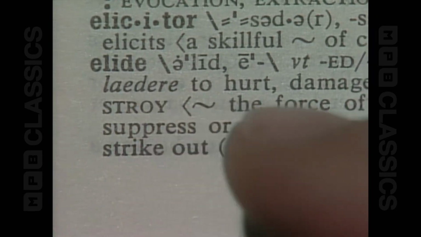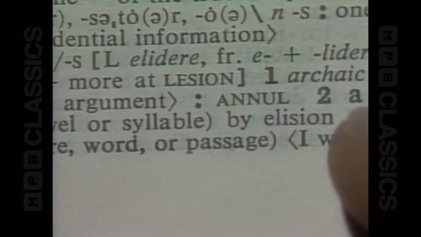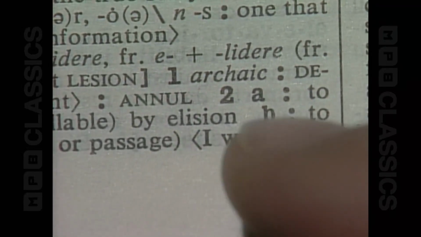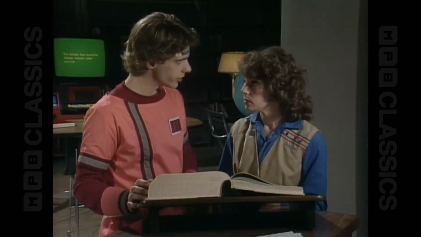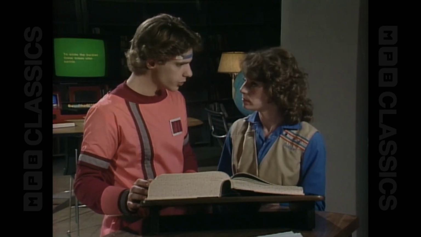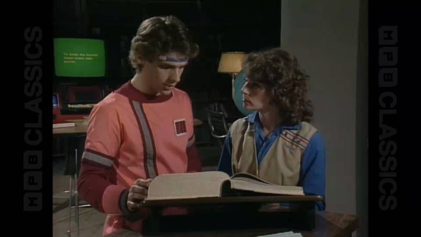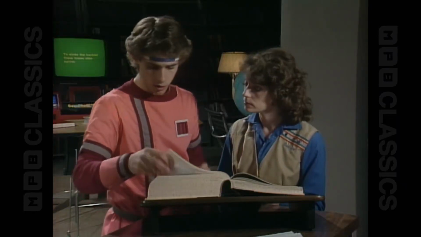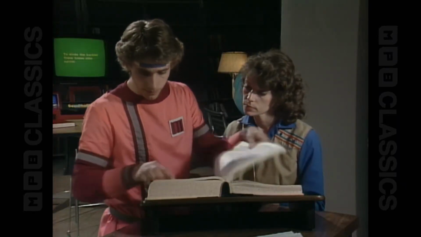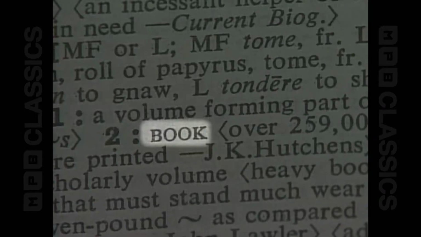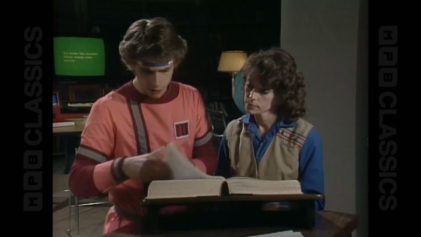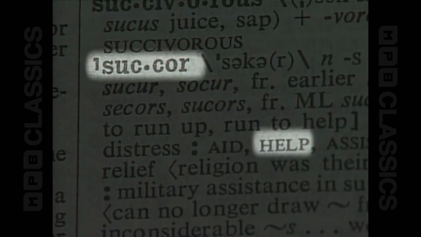The archaic use of elide is to destroy. Archaic means that's what the word meant in earlier times. But that meaning is no longer used except for special purposes. The wizard would use the archaic meaning. So to elide the buckler means to destroy the shield. And tome means book. A tome is a book. And succor means help.